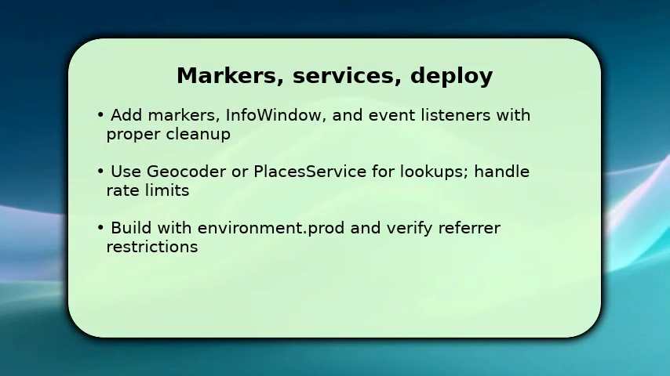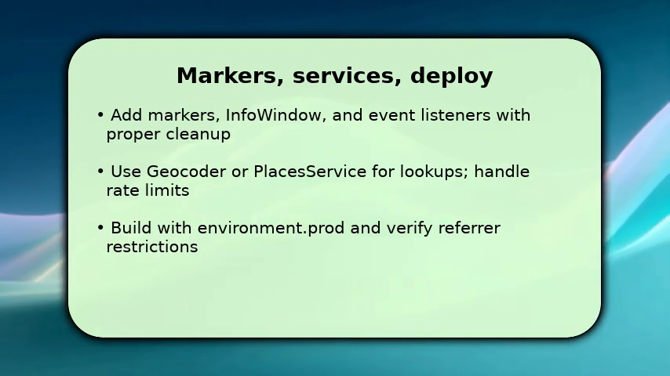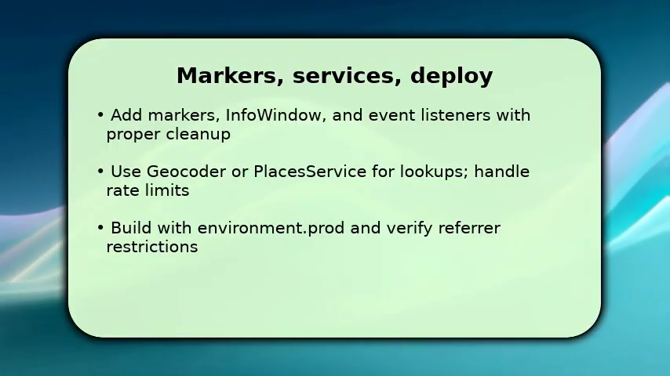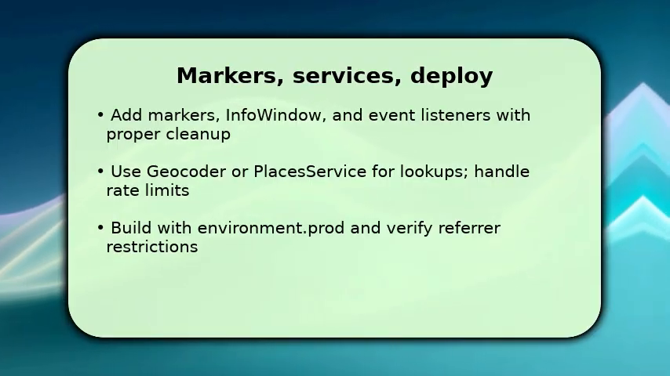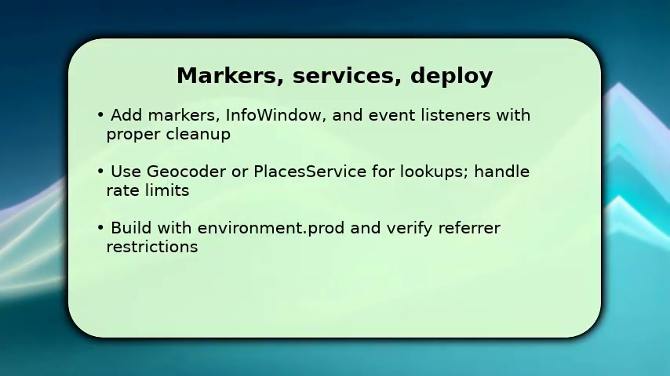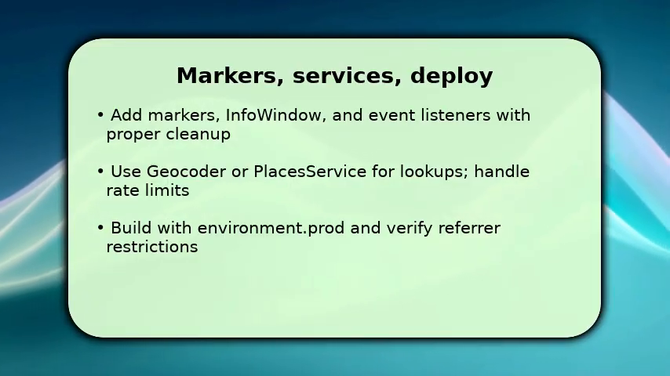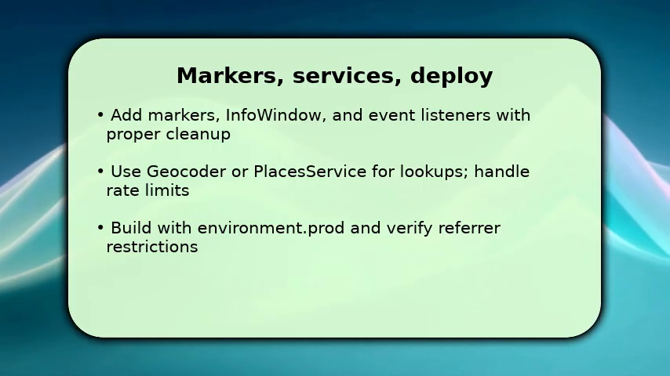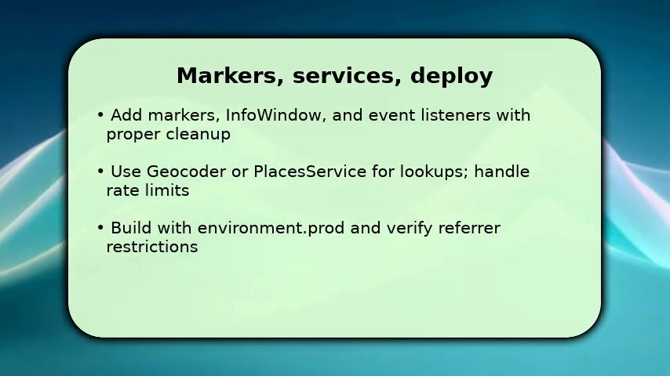You'll add markers and connect services to create a usable map. Create markers with google.maps.Marker, attach info window content, and remove listeners in ngOnDestroy. For address lookup, call geocoder.geocode or places service with typed results. Implement exponential backoff for quota errors.